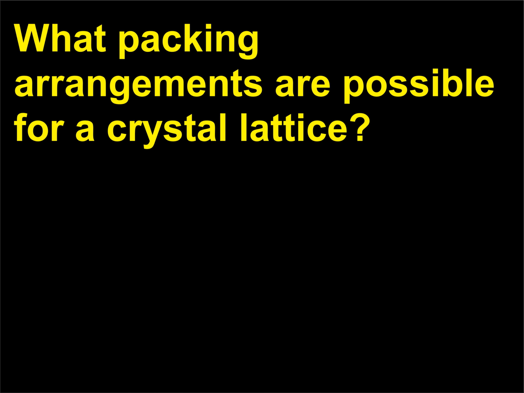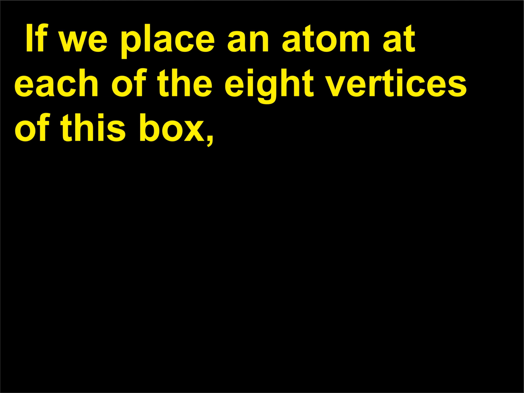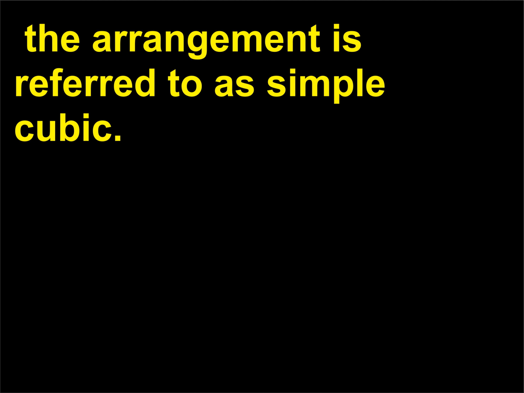What packing arrangements are possible for a crystal lattice? There are three basic packing arrangements, which we can describe by again imagining a tiny box. If we place an atom at each of the 8 vertices of this box, the arrangement is referred to as simple cubic.